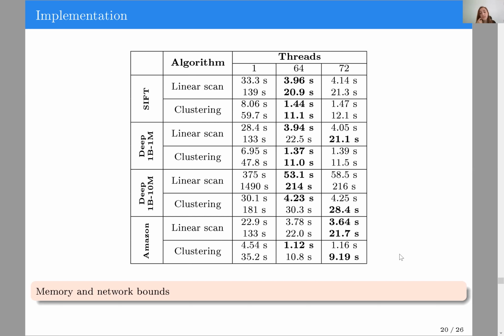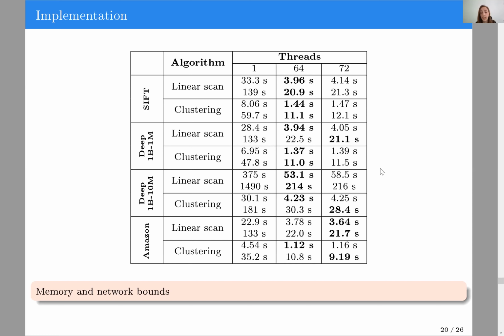And something else that we can observe in this table, which is a bit strange initially, is that, of course, we have an improvement in the timing when we increase the number of threads, but this improvement is not linear in the number of threads. And actually, sometimes we observe that for 64 threads, we are even faster than for the 72 threads. About the same, but sometimes faster.